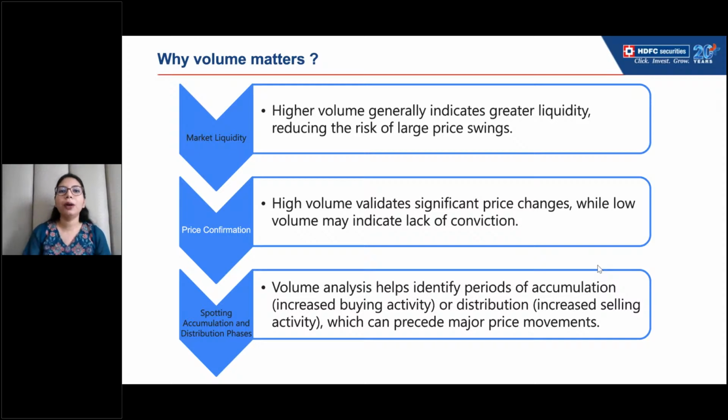So whenever you are planning your trades, you can simply look at the volume, correct? And if the volume is low, you can switch to some other entity. If the volume is very good, you will know that you're going to find some very good trading opportunities in that particular entity, correct? Now the last is spotting accumulation and distribution phases.